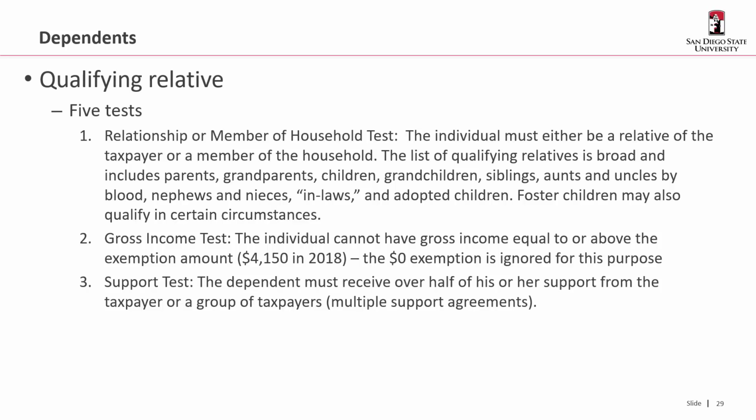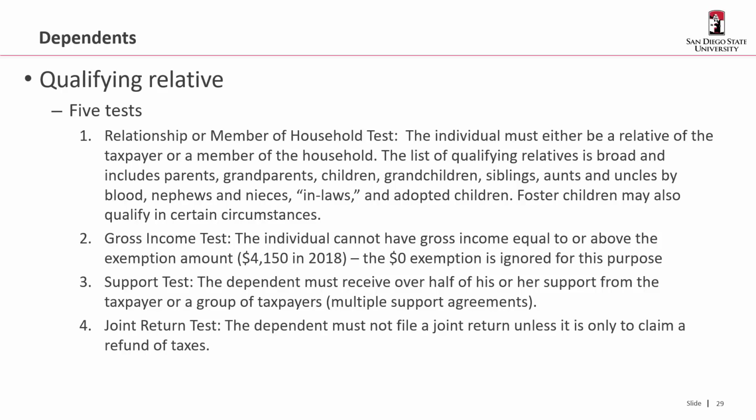Of course, they also must receive over half of their support from someone else, right? So they can't provide more than half of their own support, but it doesn't all have to come from the individual that's claiming the person as a qualifying relative. So a group of taxpayers can all support this individual. Basically what happens is they generally enter into a multiple support agreement, and as part of that, they agree who's going to claim that person as the dependent.